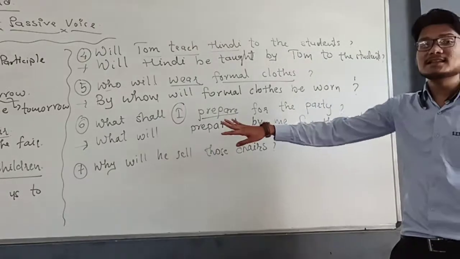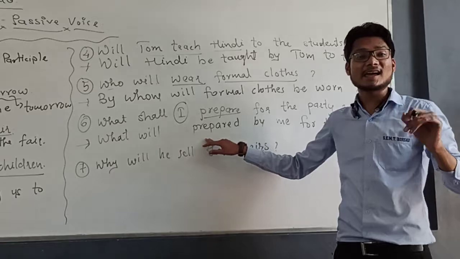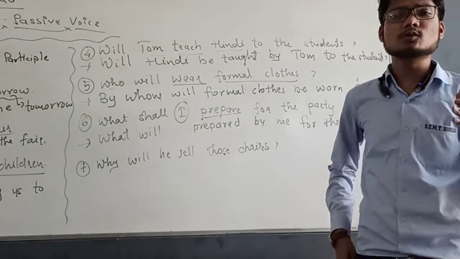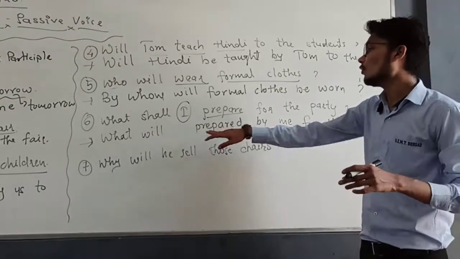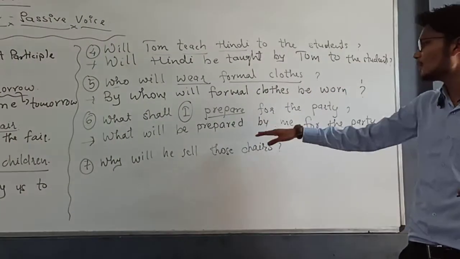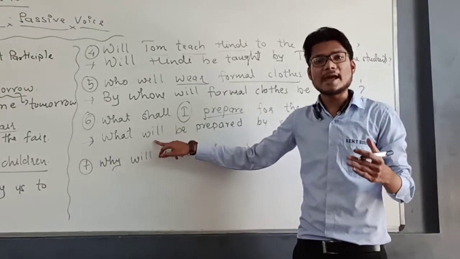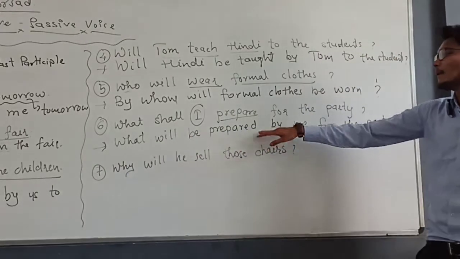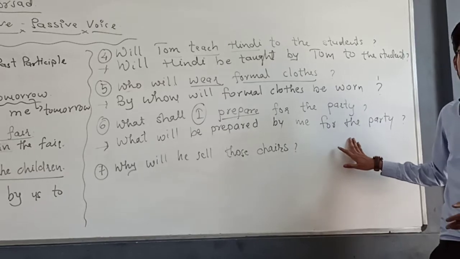But in this sentence there is a mistake. What is the mistake? That I haven't used "be" here. And maybe you also make the same kind of mistake. So what you have to do is put "be" after "will": what will be prepared by me for the party. So this is how you have to give the answer. What will be prepared by me for the party. So this is how it will go.